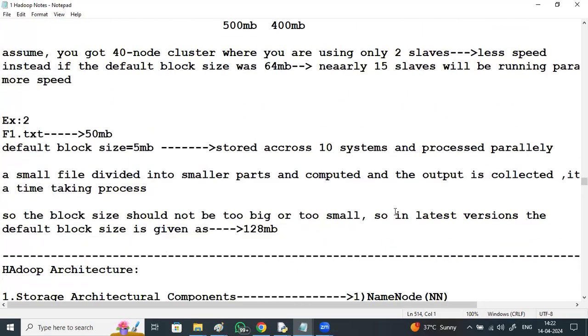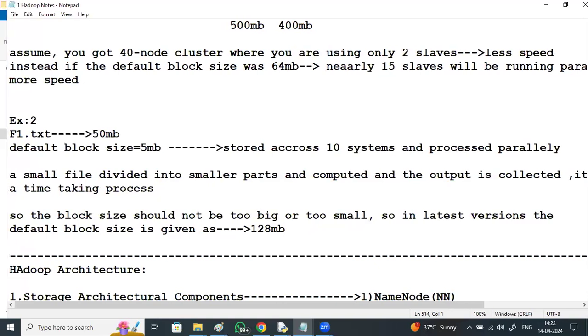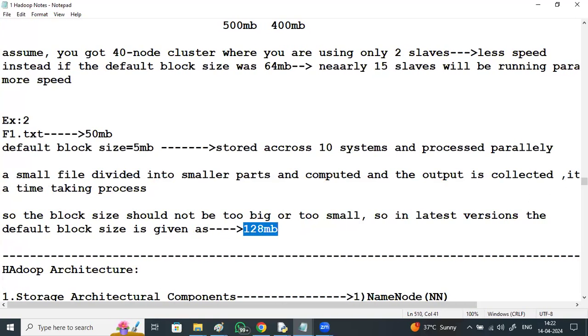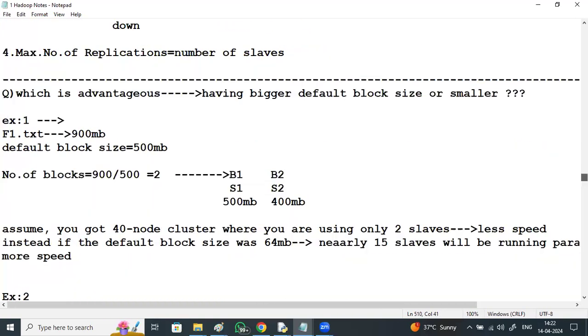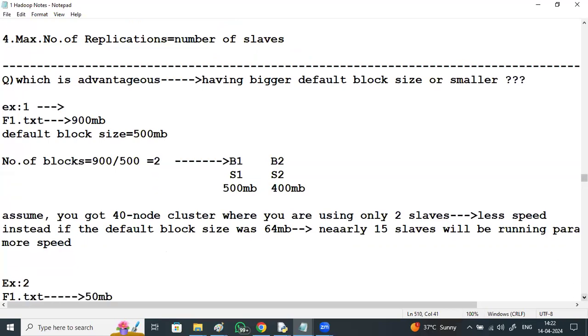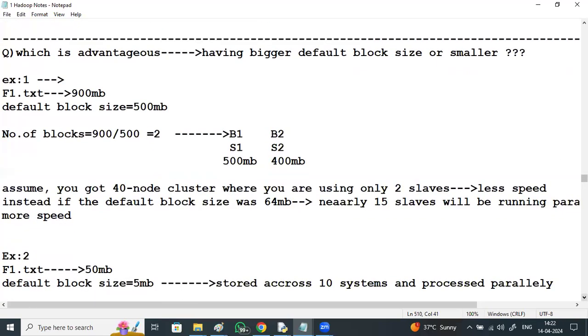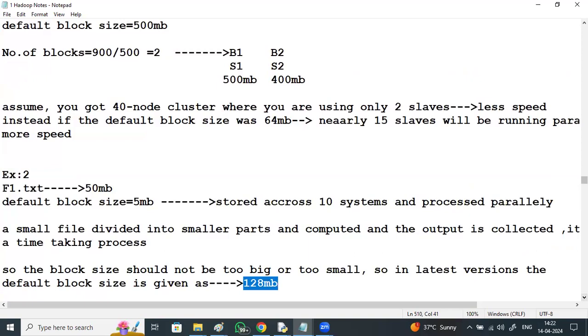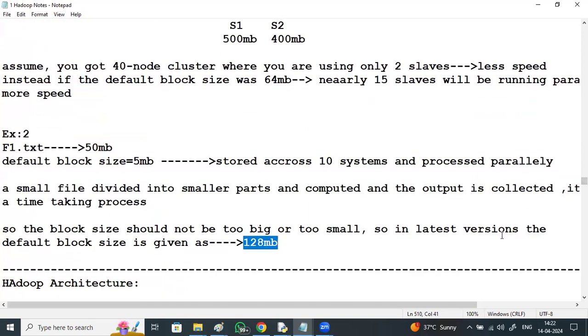In the latest versions, the default block size is given as 128 MB. The default block size is given as 128 MB, right? So Hadoop is giving the default block size.